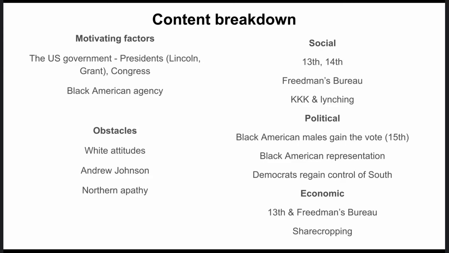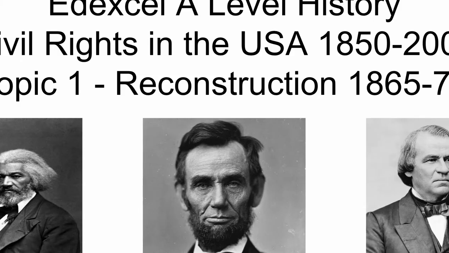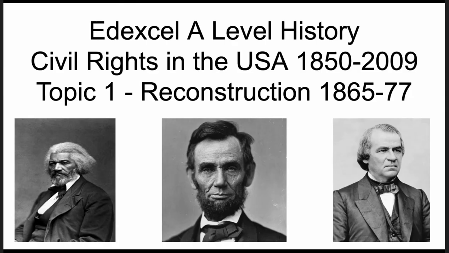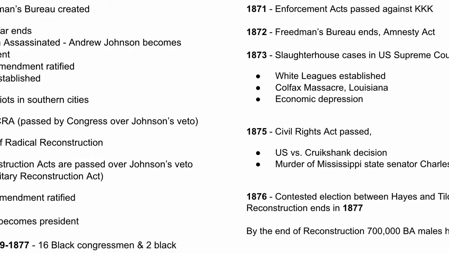Talking about motivating factors: what are the things that are driving change in this first period? Really, it's the US government, particularly presidents like Lincoln and Grant, obviously not Andrew Johnson, I'll talk about him in a second, but Congress, and particularly the radical Republicans in Congress from 67 up to the mid-70s, are pushing for legislation like the Enforcement Acts and the amendments to give Black Americans more rights. But you've also got Black American agency. I had an image at the start of Frederick Douglass, a really prominent Black American advocating and fighting for Black American rights.